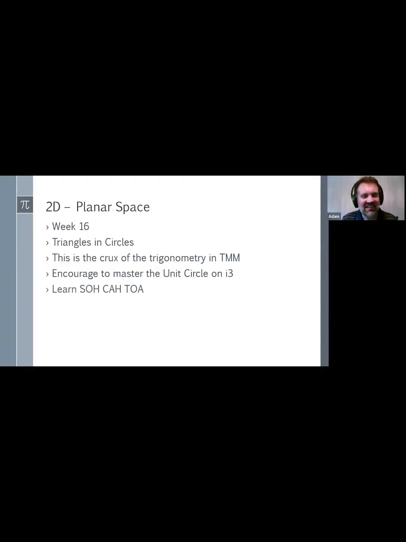Also learn this, SOHCAHTOA. Maybe make it a chant. Maybe you write it down. This will help you with your sines, cosines, and tangent. Basically, SOHCAHTOA means sine is opposite over hypotenuse, cosine is adjacent over hypotenuse, and tangent is opposite over adjacent. SOHCAHTOA. If you get that down, that's another thing you can use to remember what sides you need to use.